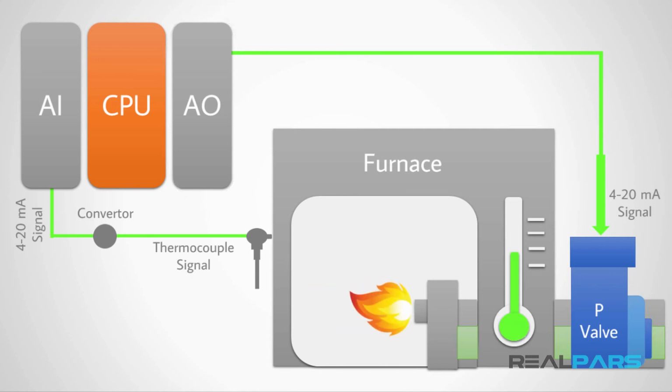So, here, both the analog input and output modules act as a connector between the sensors and the actuator and the CPU. The input module is a connector between the thermocouple and the CPU, and the output module is a connector between the CPU and the valve.